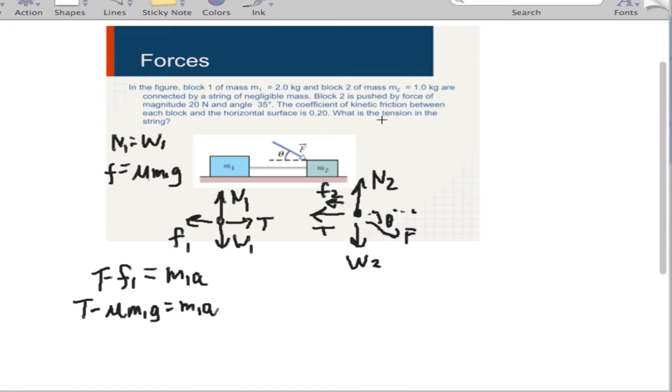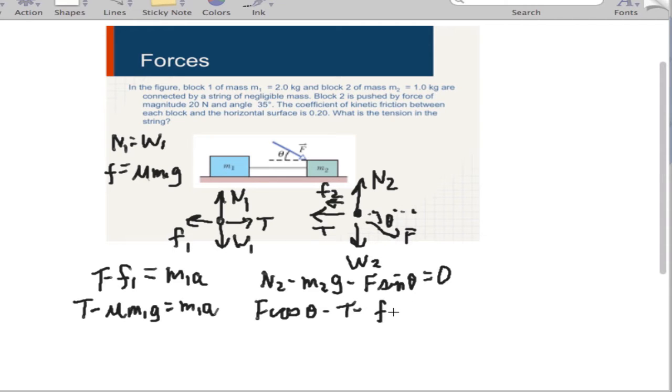Perfect. And now for m2, the story gets a little bit more complicated. In the vertical direction, I'm actually going to write that equation first. I'm going to end up getting that the normal cancels with the weight and with the vertical component downwards of this applied force. And so what this means is I can set up my equation in the horizontal direction as F cos theta minus the tension minus the friction on the second object, and that equals m2a.